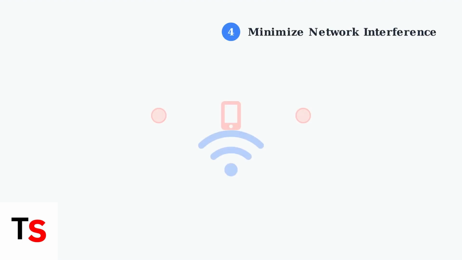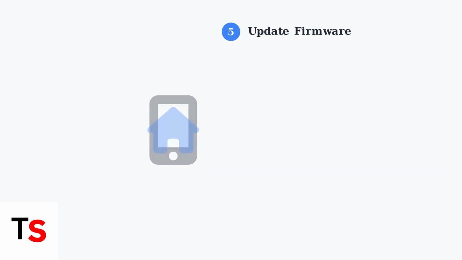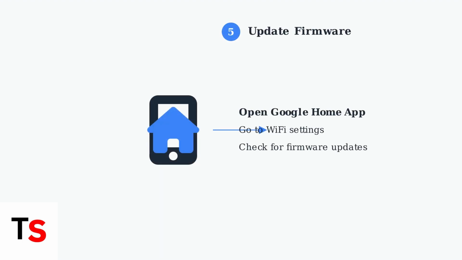Minimize network interference from other devices. Move your Google Wi-Fi points away from microwaves, baby monitors, and other electronics that can disrupt the signal. Update your router's firmware through the Google Home app. Outdated firmware can cause connectivity issues and security vulnerabilities.